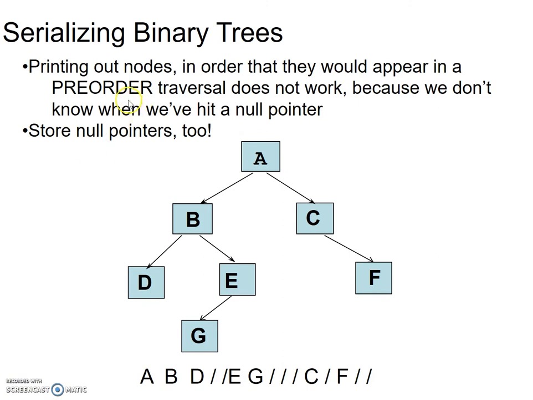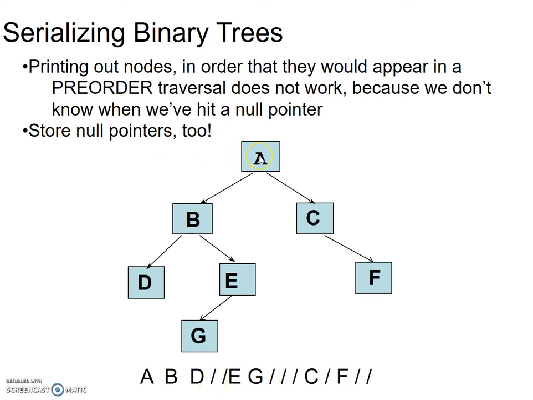The reason why just printing out the nodes in pre-order traversal doesn't work is because I don't know when I've hit a null pointer, which allows me then to reconstitute the structure. So I'll go ahead and put something in here which indicates when I've hit a null as well.